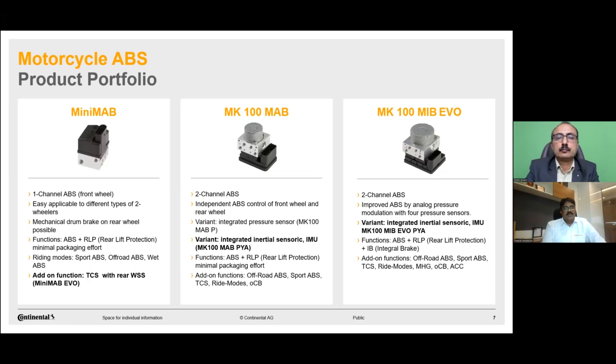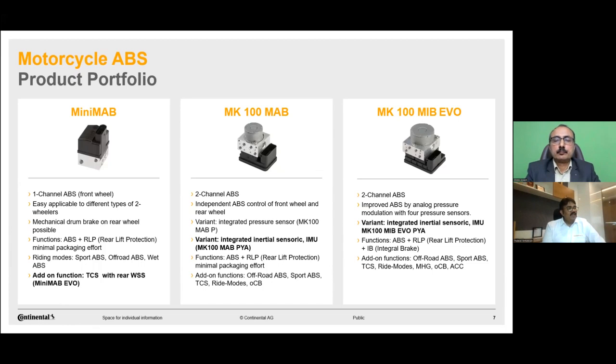Also, an important part of our current research is how we make it more affordable, so that it can also be used on bikes of less than 125cc. So affordability becomes a very important feature there. But here, it does the basic ABS functions.